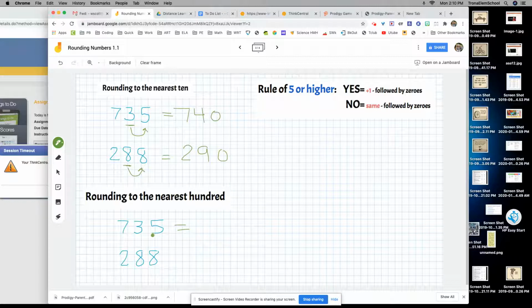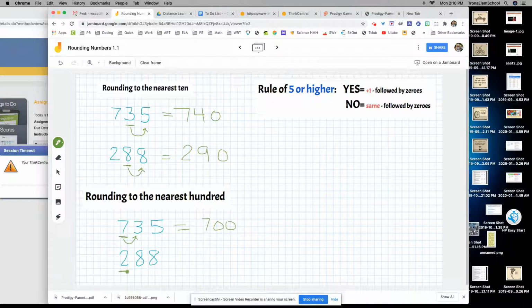Now we're rounding to the nearest 100. So I'm underlining my hundreds number. I look to the right. It's a 3. 3 is not 5 or higher, so my 7 number will stay the same. So my answer is going to be 7, and then these two numbers become zeros.